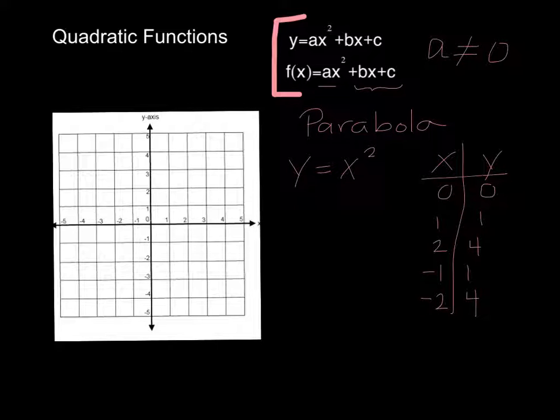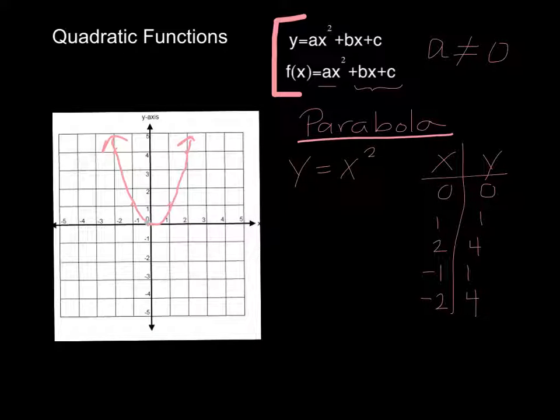And we're going to plot these points on our set of axes, and we're going to get 0, 0, 1, 1, minus 1, 1, 2, 4, and negative 2, 4. And we're going to get a graph that looks like this.